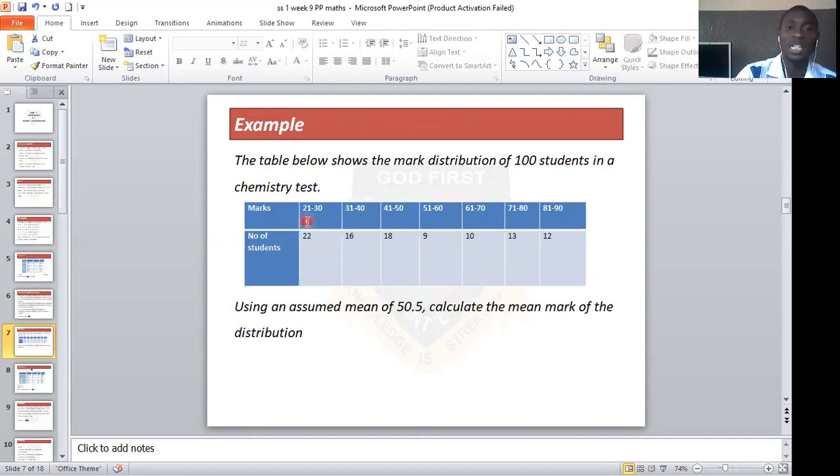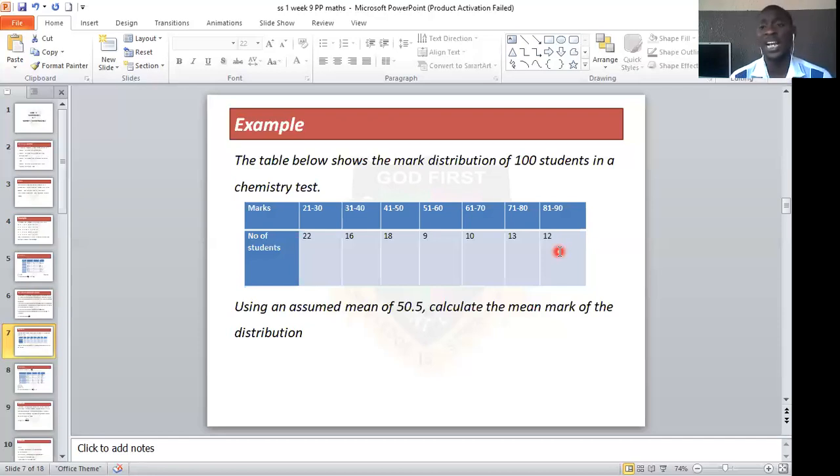Now look at the range. This is the table below. 21 to 30 is 22 students. That is, 22 students score within the range of 21 to 30 marks. 16 students score within the range of 31 to 40. 18 students score within the range of 41 to 50. 9 students score within the range of 51 to 60. And that goes to the last one, which is 12 students scoring within the range of 81 to 90. So the question says, using an assumed mean, calculate the mean mark of the distribution.